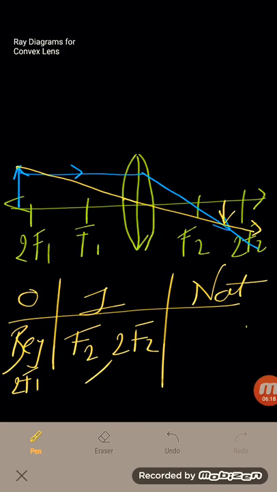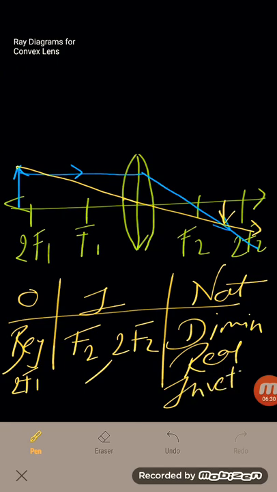What is the nature of the image? It's small size, diminished. These rays are actually meeting somewhere, so it's real, and it's also inverted, right?